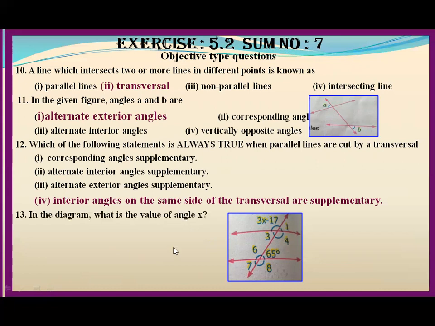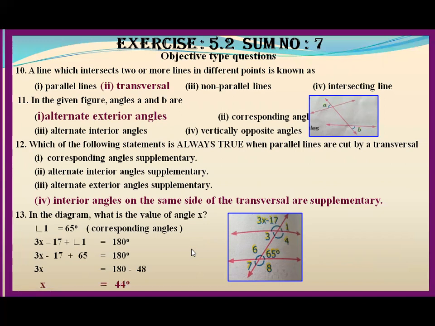In the given diagram, what is the value of x? So here we have 1, 3x plus 17, 3, 4, and all that. Now, if angle 5 is 65 degrees, angle 1 also will be 65 because they are corresponding angles. Now, angle 1 and 3x minus 17 are linear pair angles, so they add up to 180 degrees. So, using that, you can find the value of x as 44 degrees. And there we come to the end of this exercise.